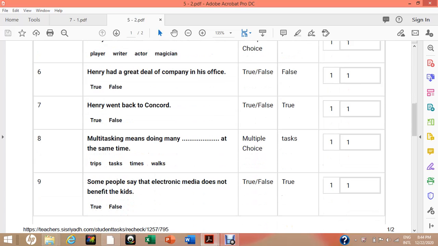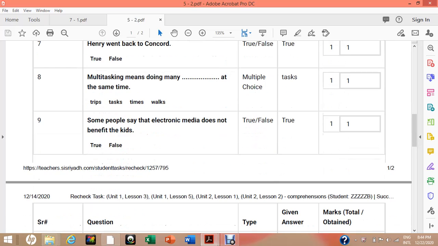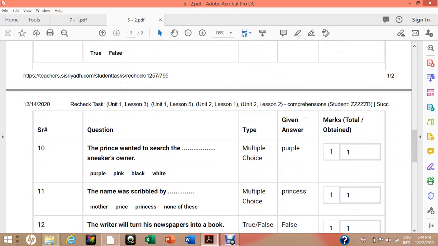Number 7. Henry went back to Concord. So it is a true sentence. Number 8. Multitasking means doing many tasks at the same time. Number 9. Some people say that electronic media doesn't benefit the kids. So this is a true sentence. Number 10. The prince wanted to search the purple sneaker's owner. Here are 4 options: purple, pink, black and white.